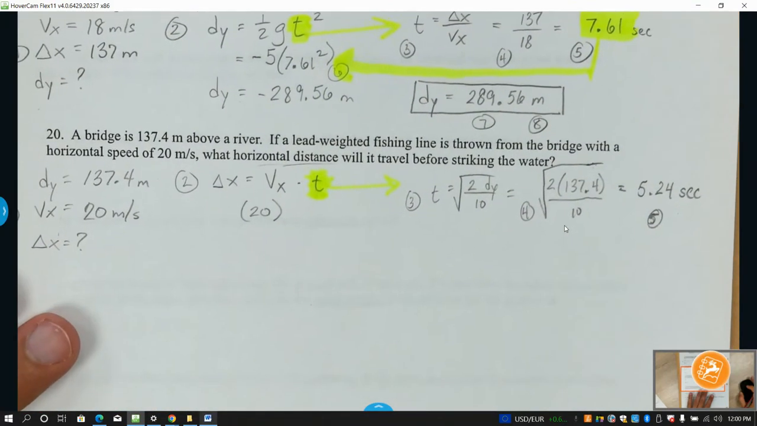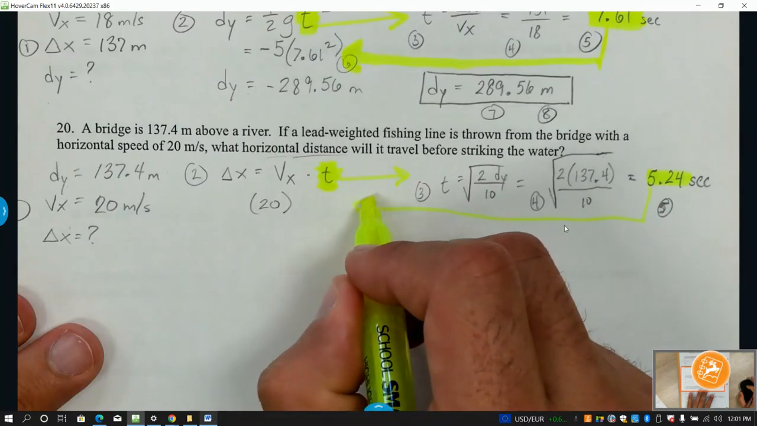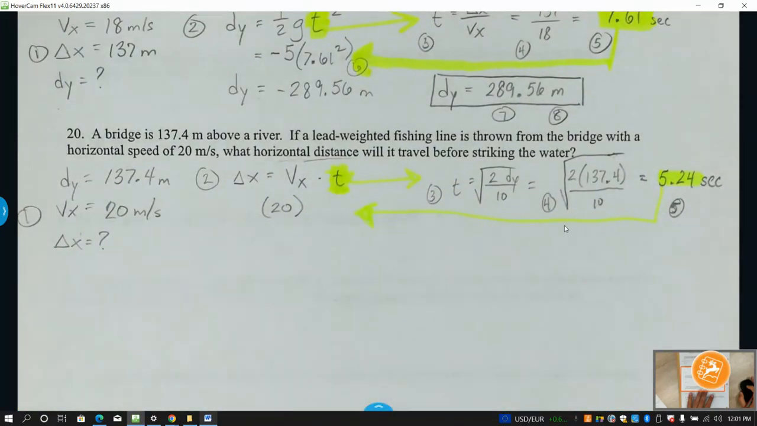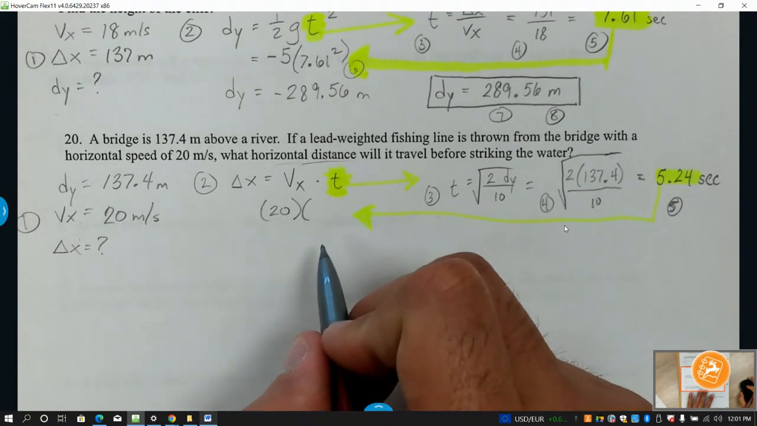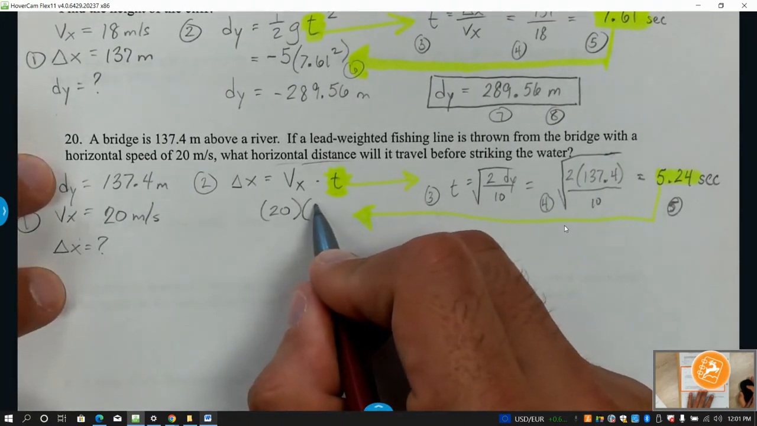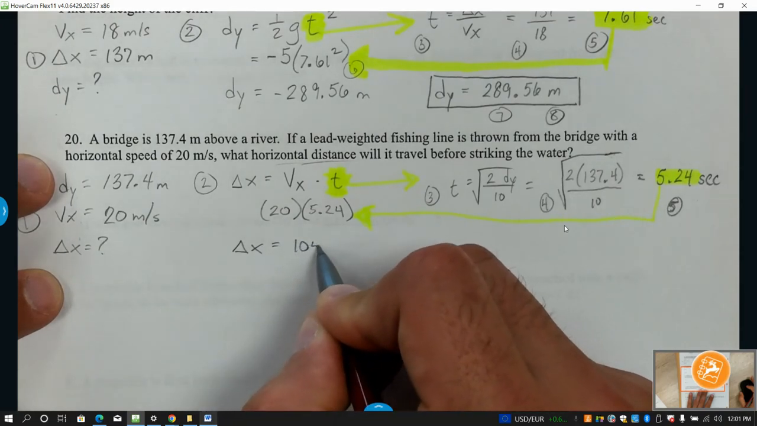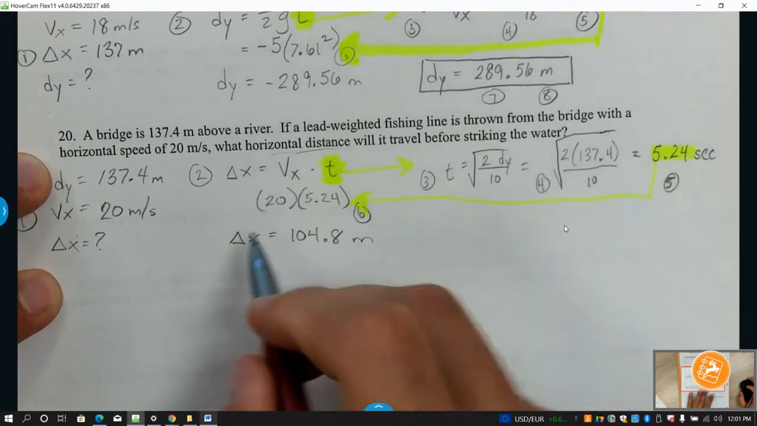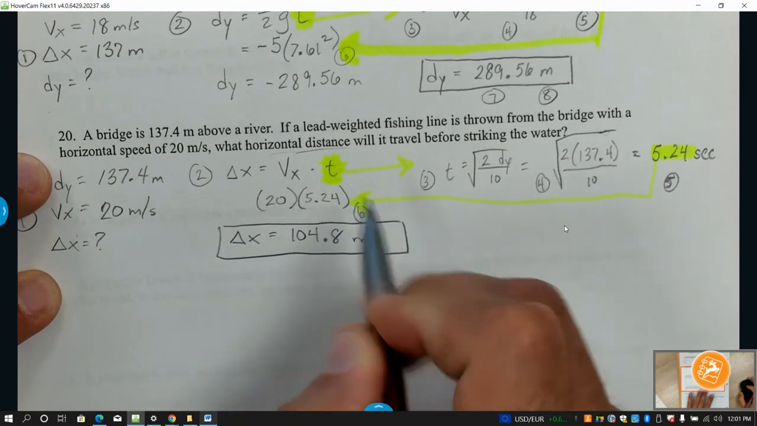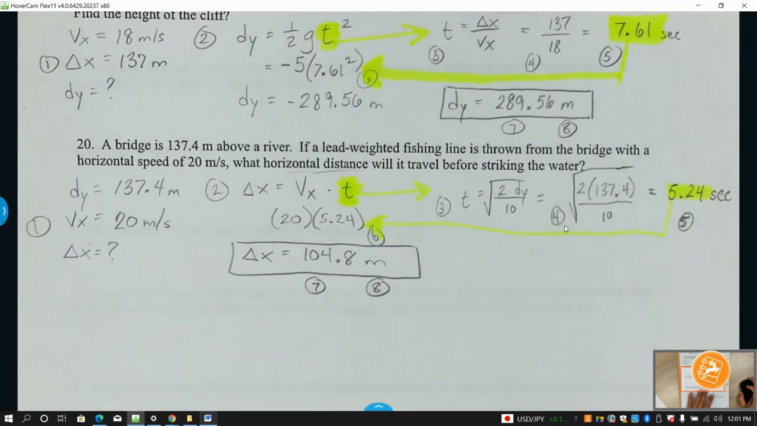Again, I would like it please labeled everything like this on your test. Take this and bring it back. And what does that give us? 20 times 5.24. Delta x will equal 104.8. This is the 6th step to show the math. Seventh point for the right answer, 8th point for the right unit. And there you guys go. That is your review for your test tomorrow.